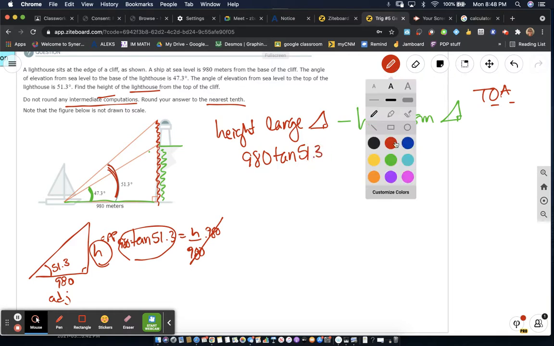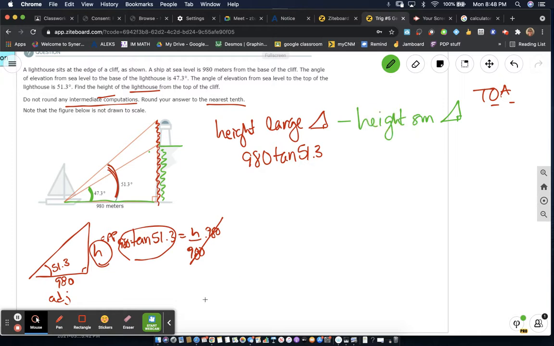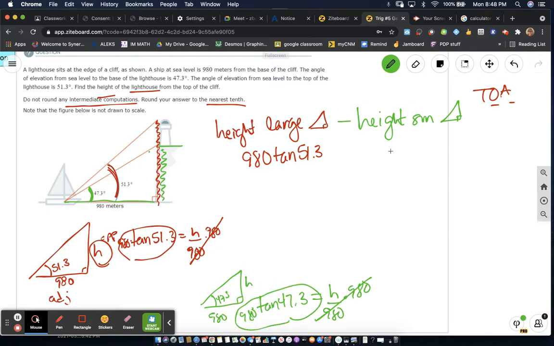Now let's figure out the height of the small triangle. So I'm going to copy that one here. And that one has 47.3, and we're looking for the height. And this is 980. So again, we're going to use tangent because opposite over adjacent. So tangent of 47.3 equals h over 980. So multiply by 980, okay, cancels. And then the green height is equal to 980 tangent 47.3.